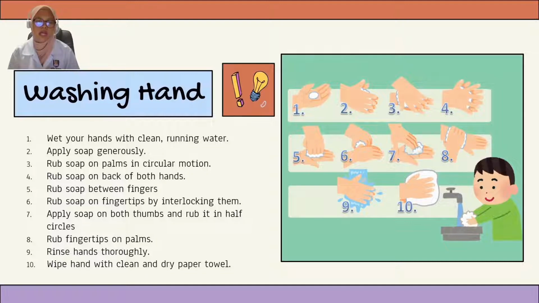And next we go to how you wash your hands after doing the experiment. So the first one, you need to make sure you wet your hands with clean running water and apply soap on palm in circular motions. And then you rub soap on the back of both hands and also between fingers and fingertips. And then apply soap on both thumbs and rub in a half circle for both hands. And then rub fingertips on palm, and then rinse hands slowly with clean water, and you wipe hands with a clean and dry paper towel.